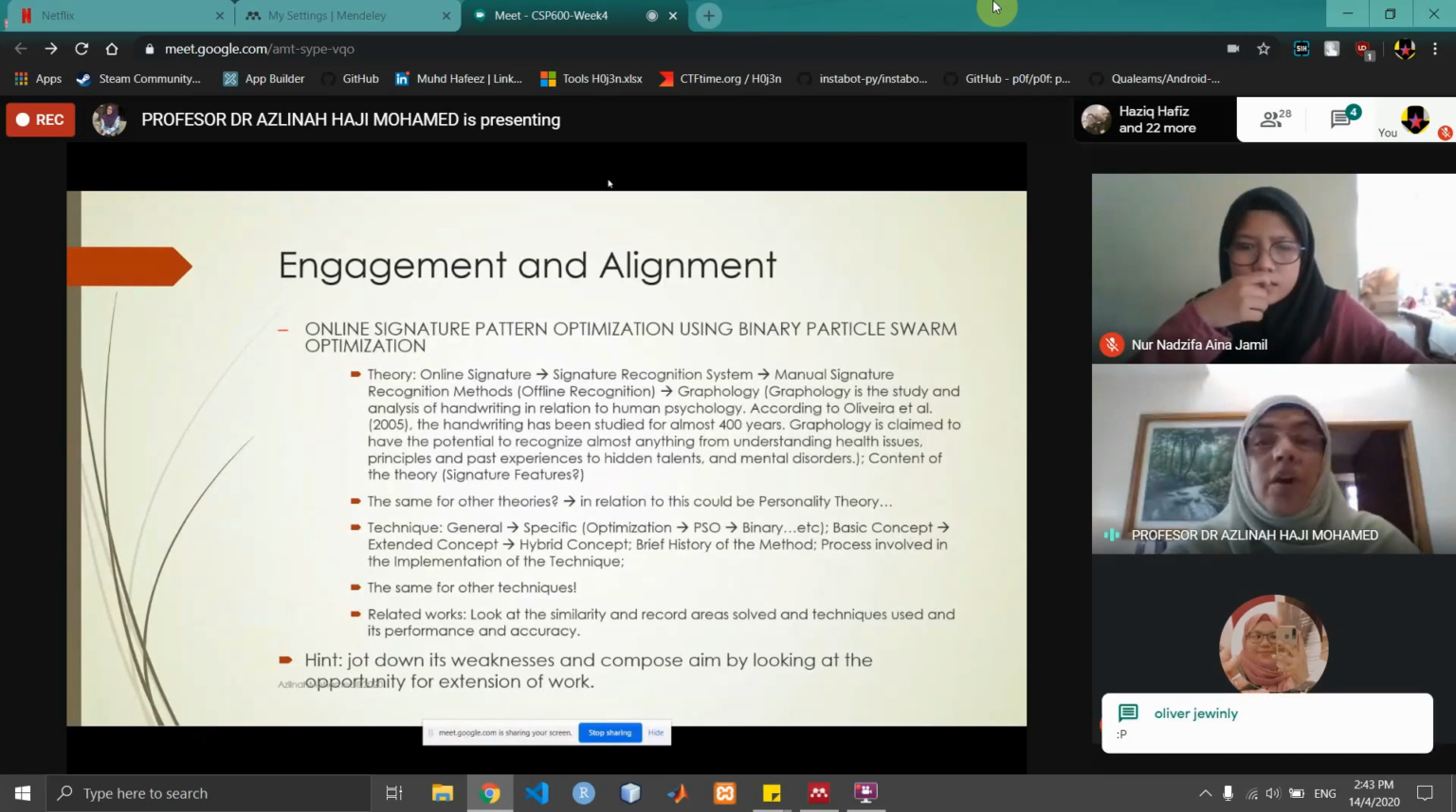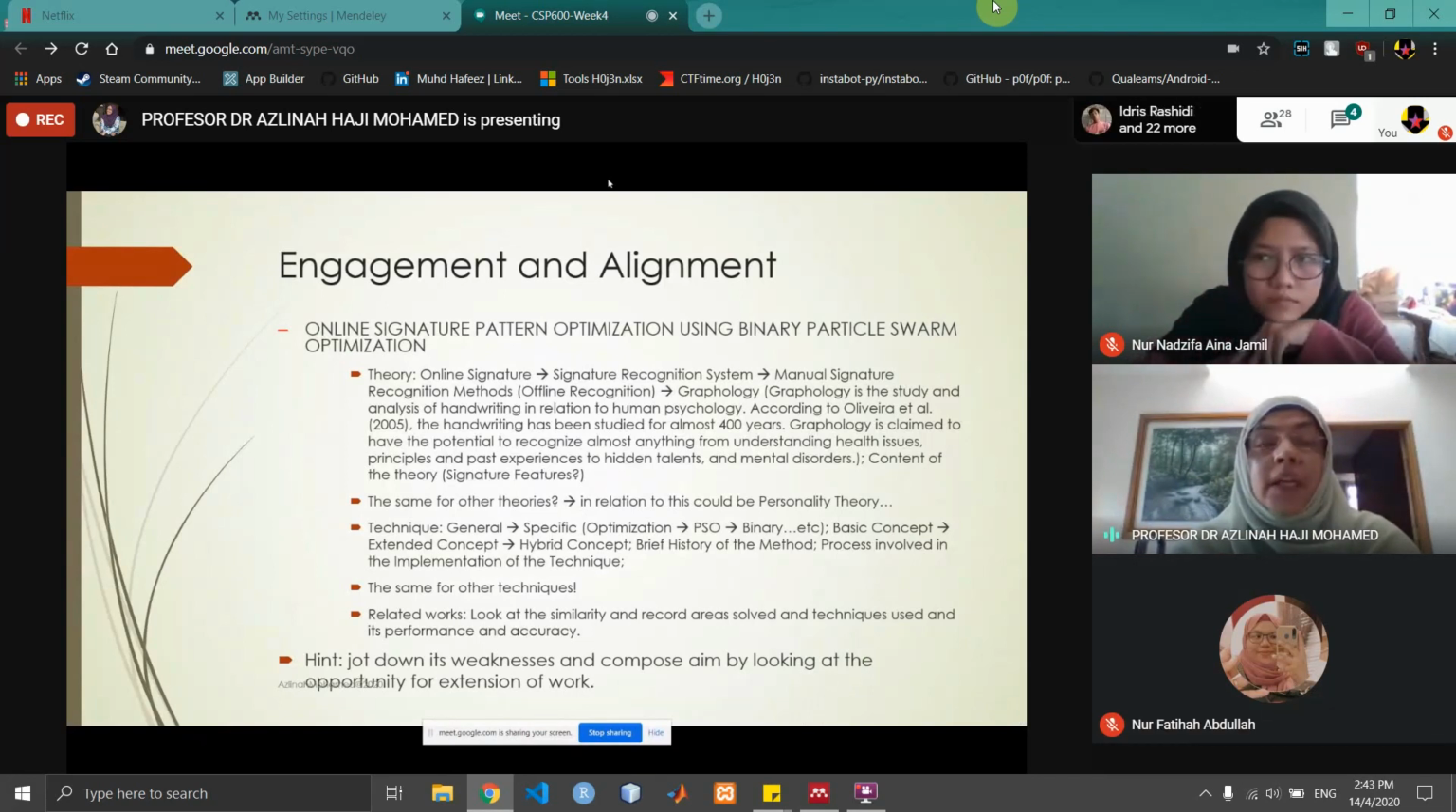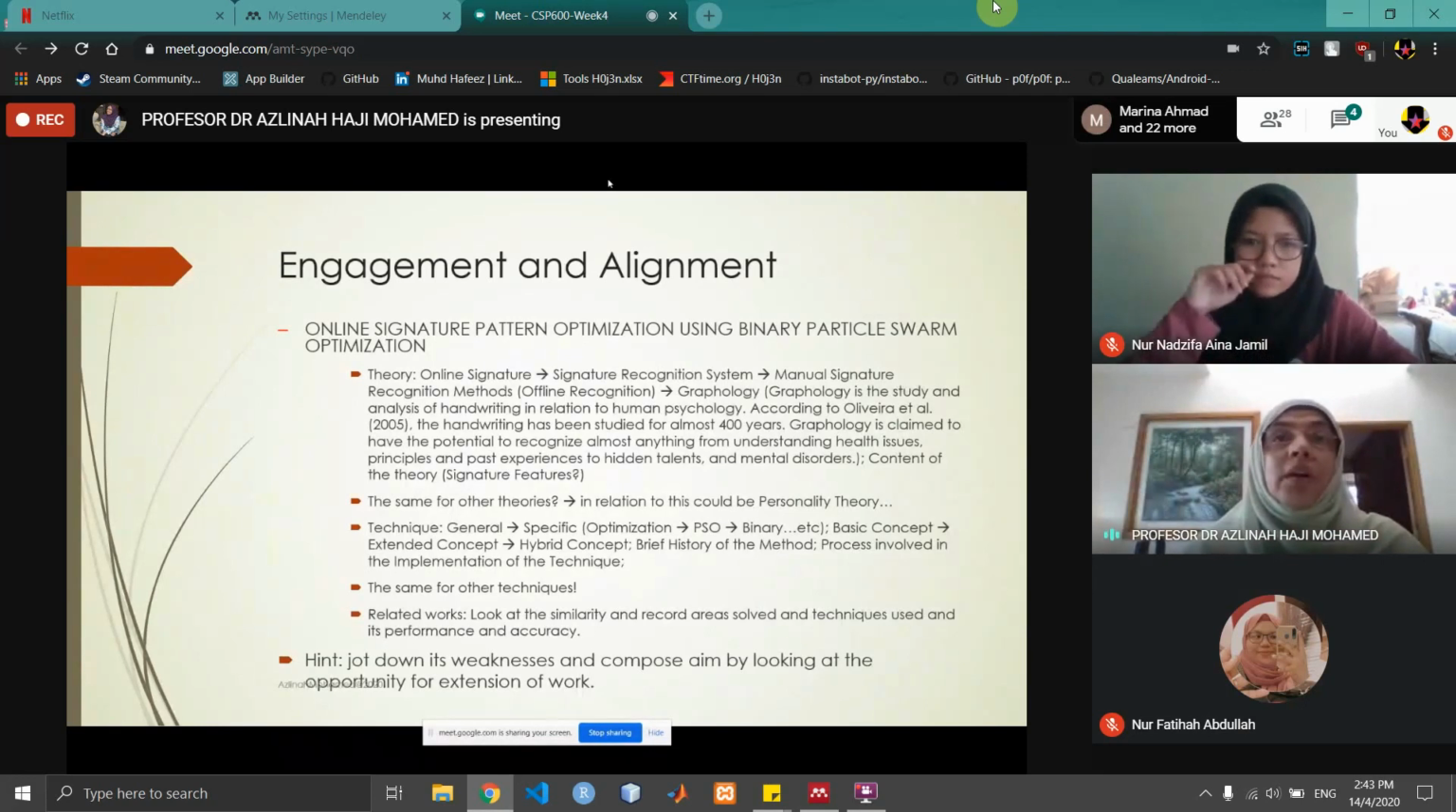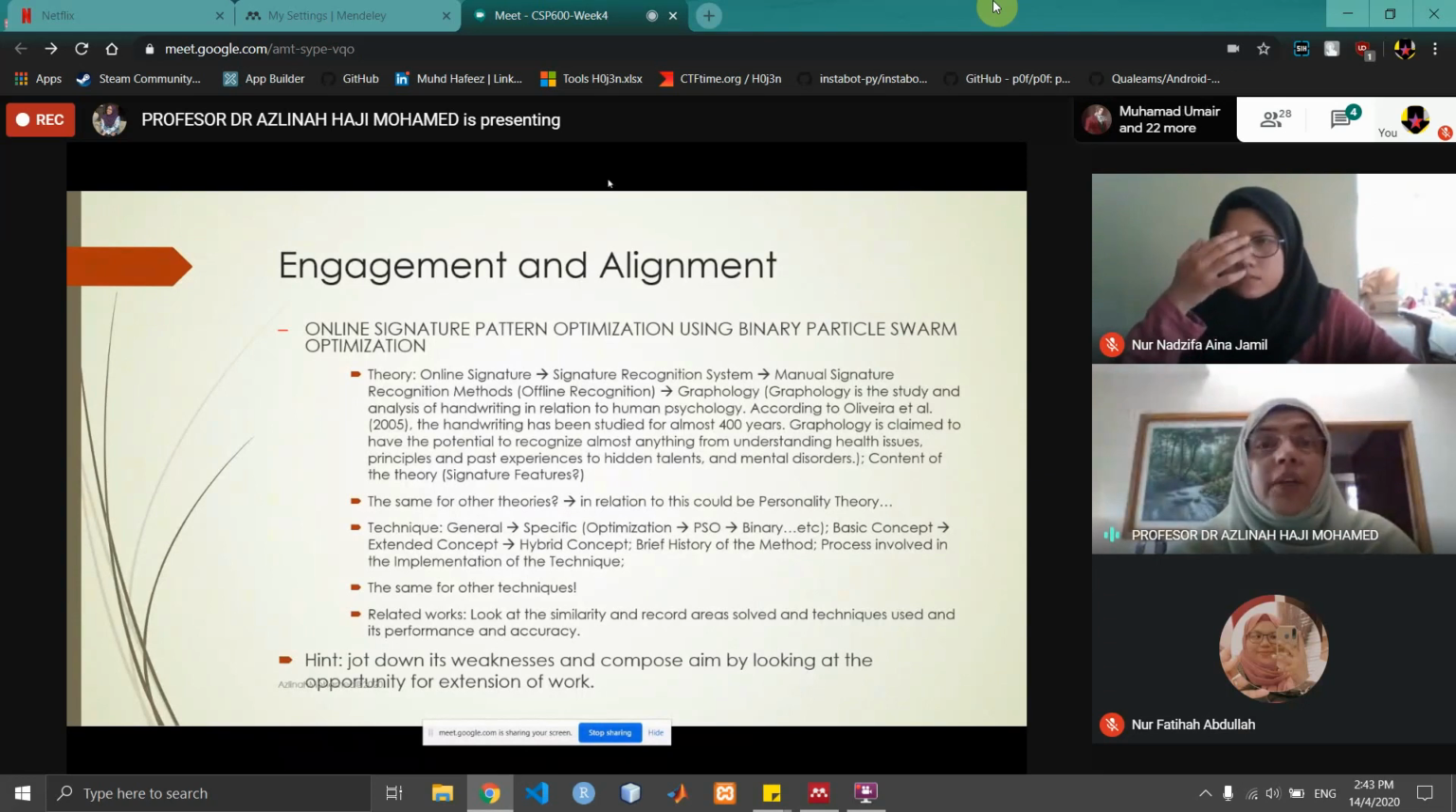You can see that it's off, right? You have online signature, and then suddenly you have graphology. Graphology is about handwriting, right? How do you see that this will be in relation? You can only know this once you look at papers and identify the keywords from the papers. From those keywords, that's how you will expand your literature, and of course your theoretical framework.